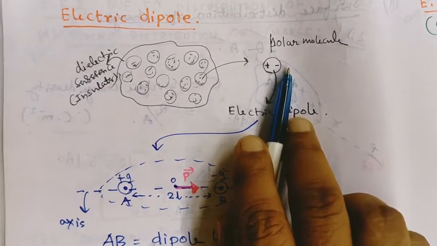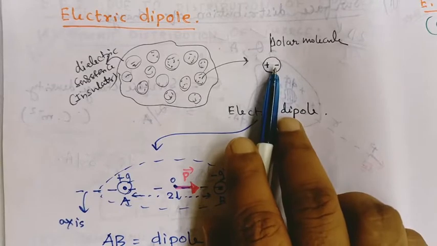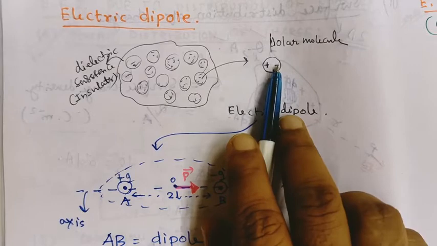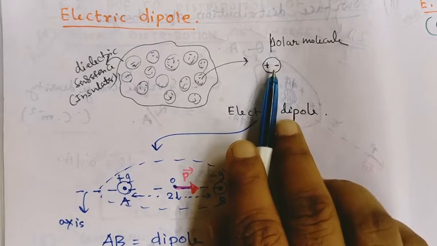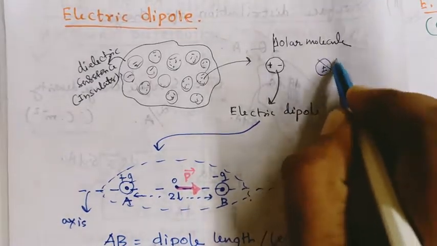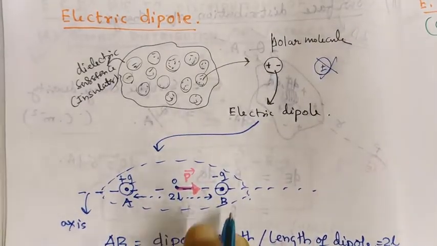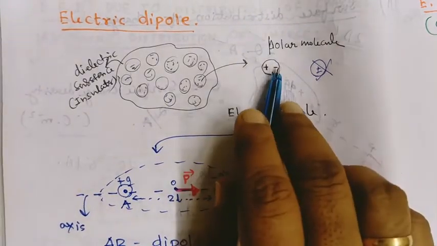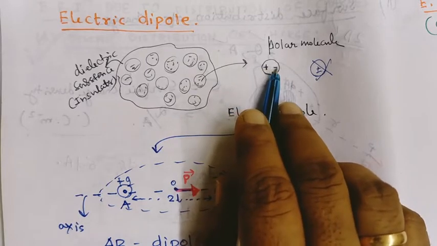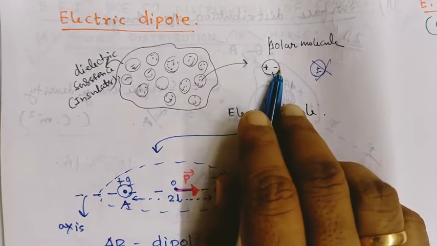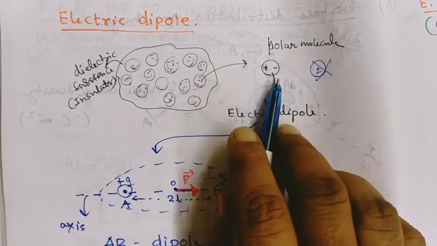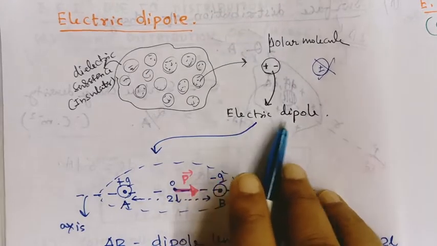Polar molecule means that in this molecule the center of the positive distribution of charge and the negative distribution of charge are not coinciding. If they are coinciding, then we say it is a non-polar molecule. But in a polar molecule, the positive charge center and negative charge center are slightly displaced, a certain distance apart. Then we call it a polar molecule. In physics terms, we call it an electric dipole.